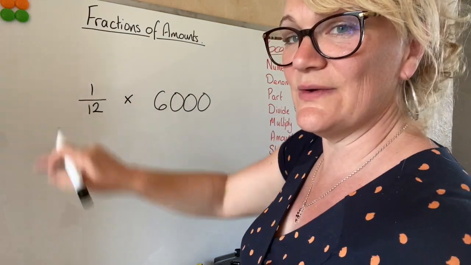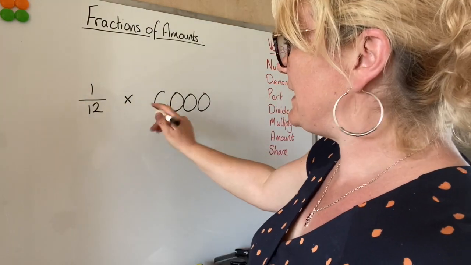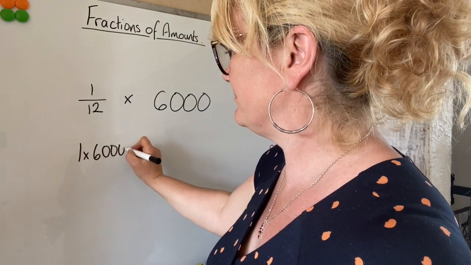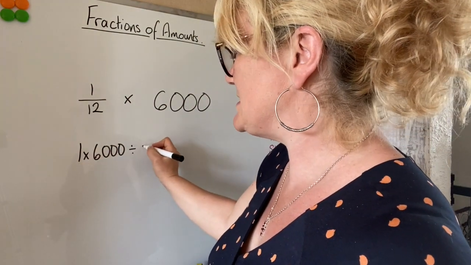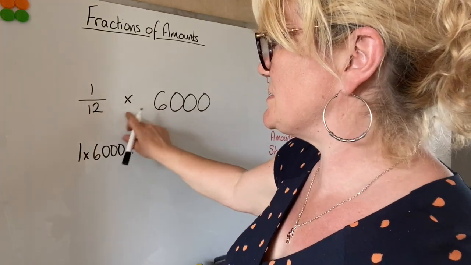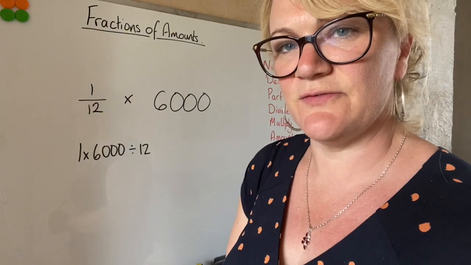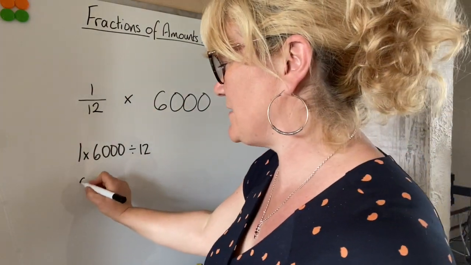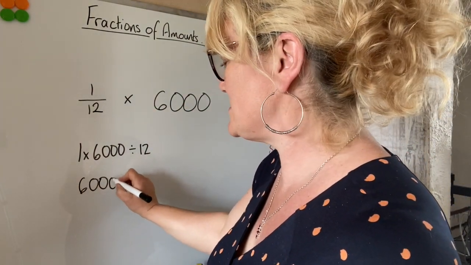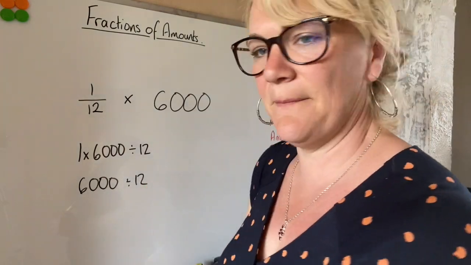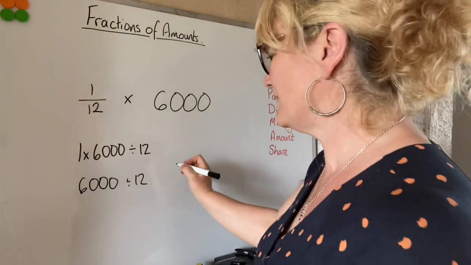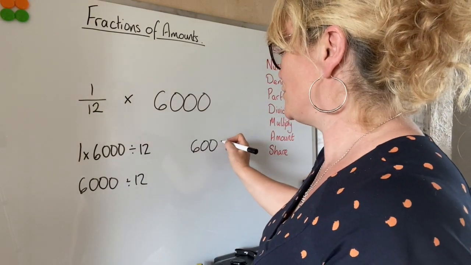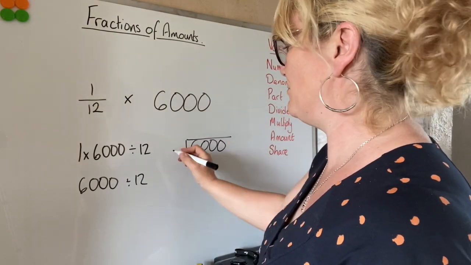This line here though is a dividing line. So it's a bit like me writing 1 times 6,000 all divided by 12, because we've got the times sign here and that's our divide sign there as well. So 1 times 6,000 is 6,000, and I've got to divide that by 12. And we all know the easiest way to do division is to use short division, or the bus stop method, don't we?